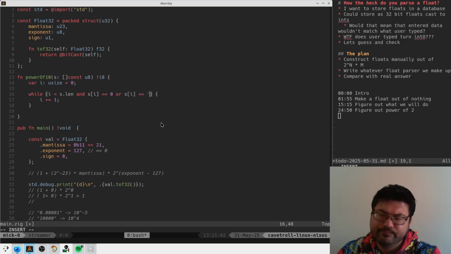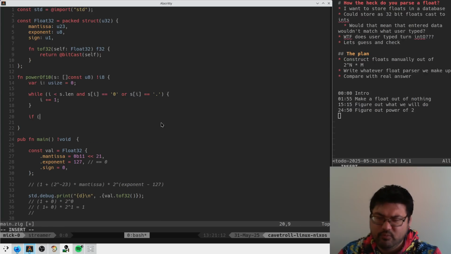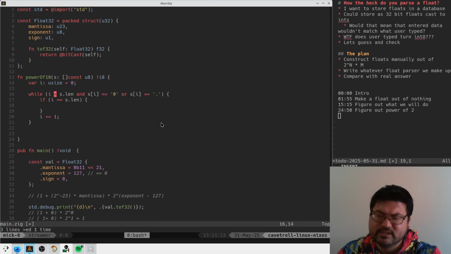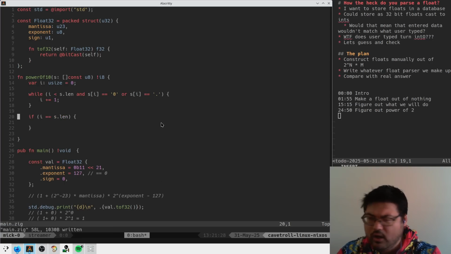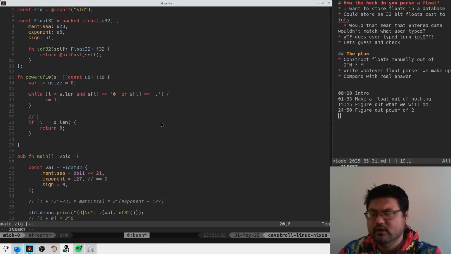Or a dot. Right? So we're looking for zeros or dots, and then eventually it will be one of those other things. If we don't, we return the thing is 0. So I guess kind of doing that here makes sense. No, we can't do it that way. So if this is this, then return 0. We'll say number is 0. So power is also 0. Simple.